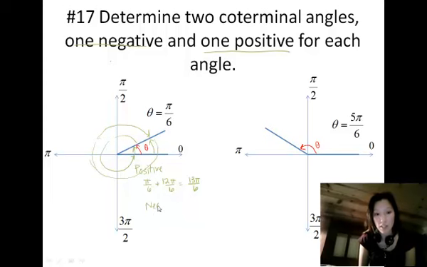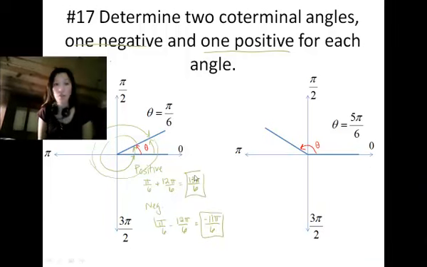So what would happen here for the negative is you could just take your pi sixths minus 12 pi sixths, or that's in other words 2 pi, and what we're going to be getting then is 1 minus 12 is negative 11 pi sixths. Okay, so there are two coterminal angles that are negative and positive. Alright, let's look at 5 pi sixths.